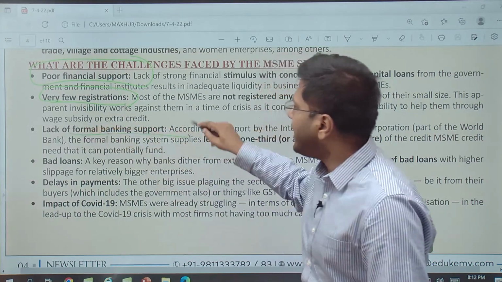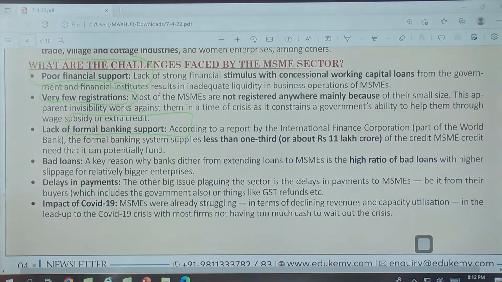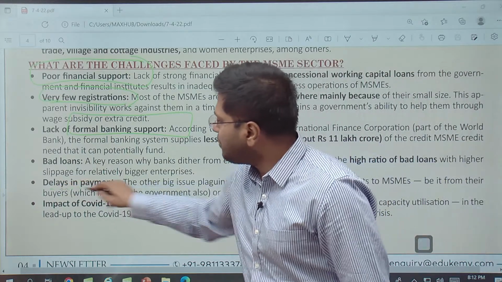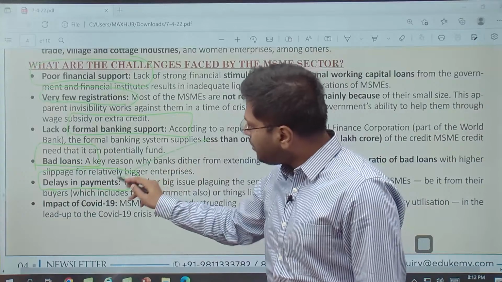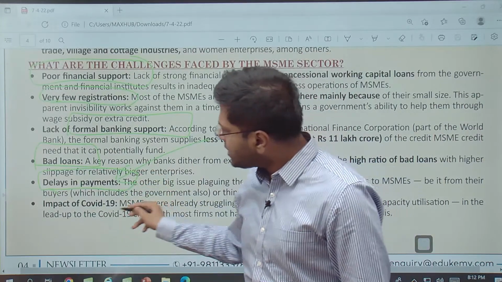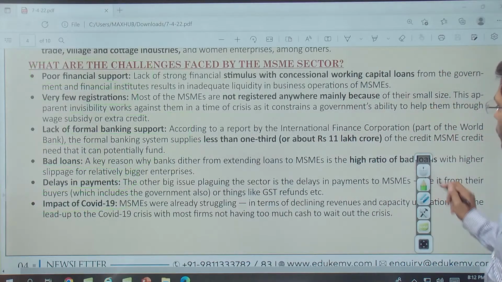Lack of formal banking support. 40% of MSMEs lack this. All right. Bad loans, delays in payments, right? Many of them are not able to return the payments. Some of them do their work well, but the payments are not given to them in time. Impact of COVID, you people know this, right?